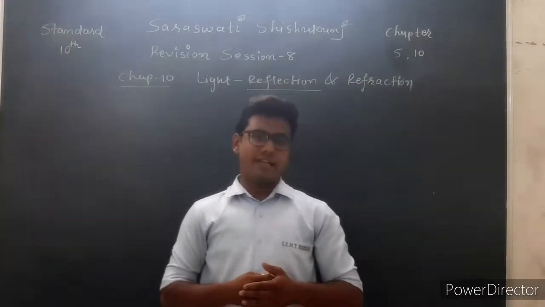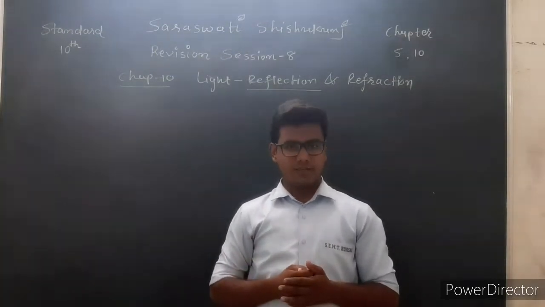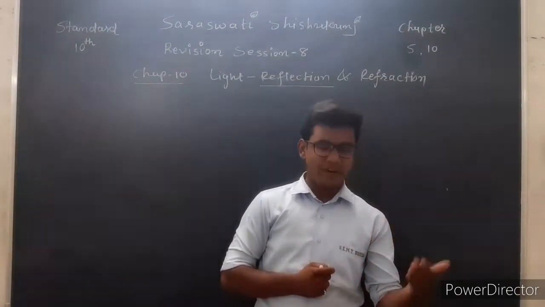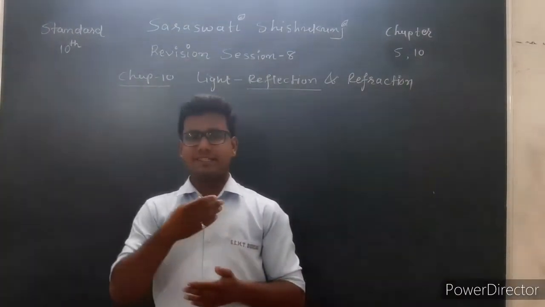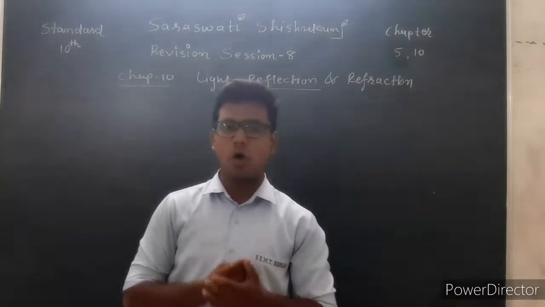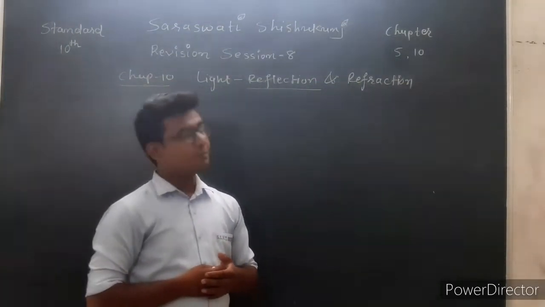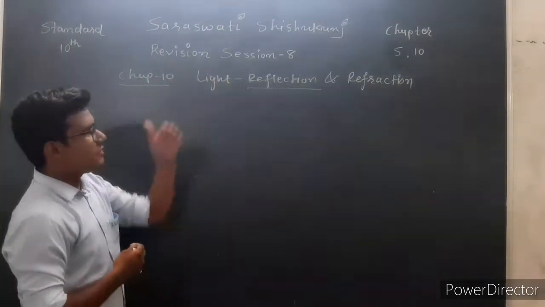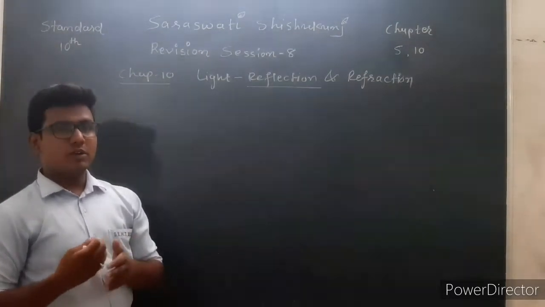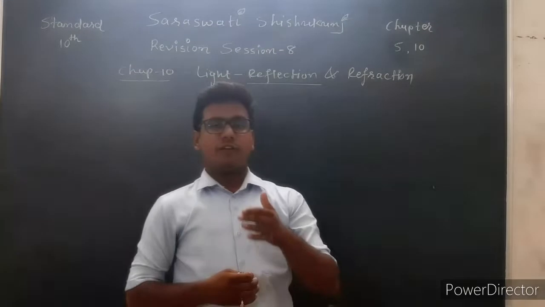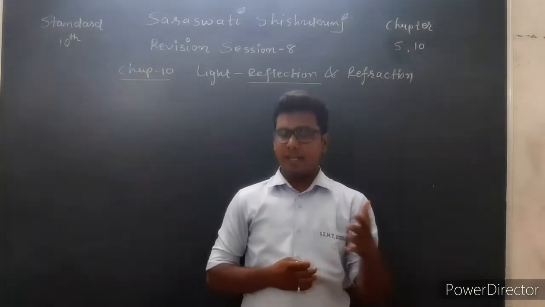The second law, that the incident ray, the normal drawn to the surface, and the reflected ray will be in the same plane, right? So these two laws of reflection can be asked in 2 marks. In this reflection we have understood how a plane mirror forms an image. The focal length for a plane mirror will be infinite.